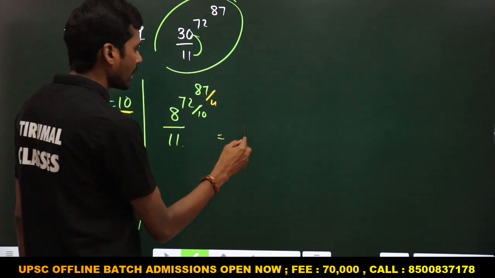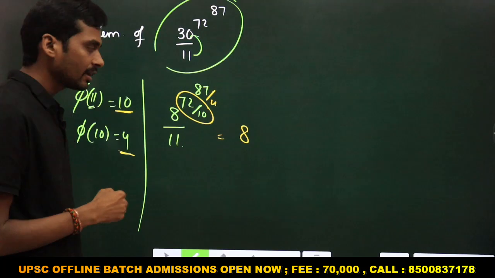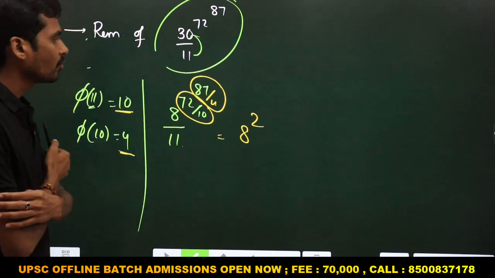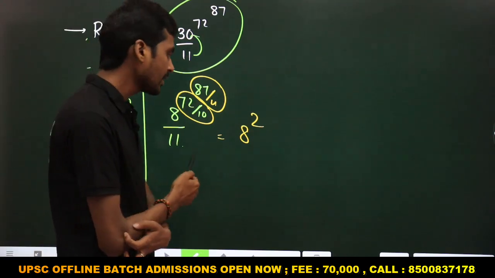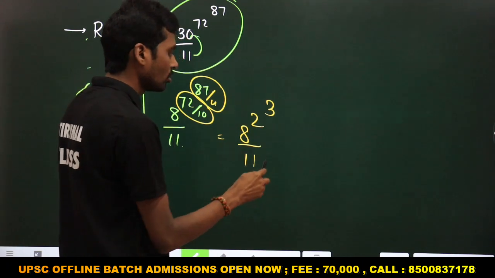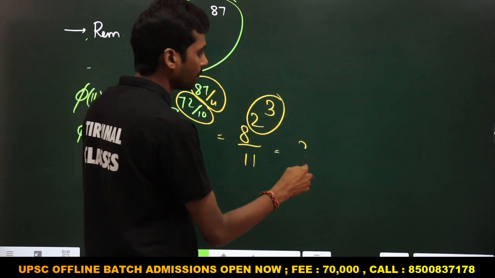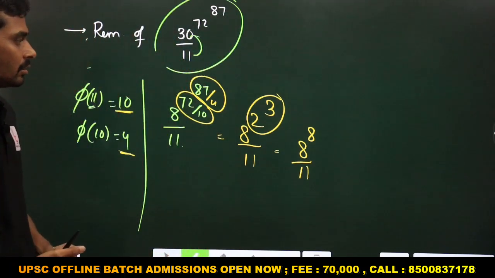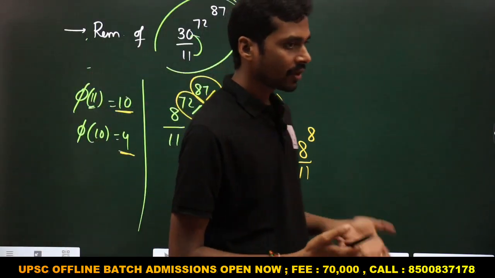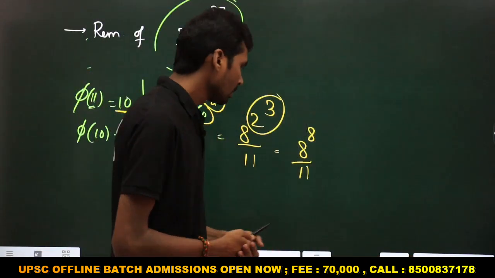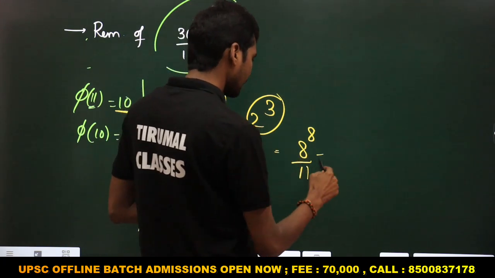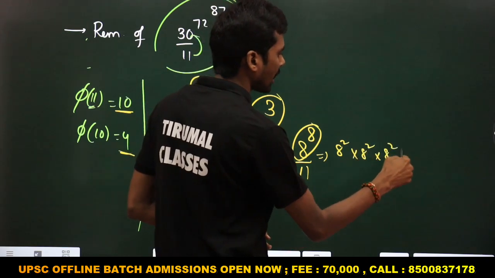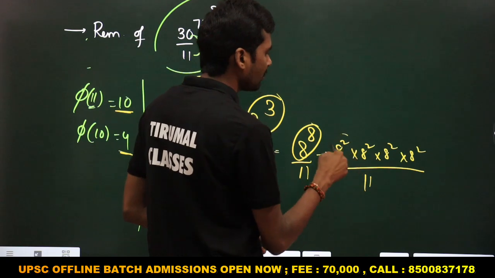So 8 to the power of 72 by 10, what is the remainder I'll get? 72 by 10 means the remainder is 2. 87 by 4 means 4 2s are 8, 7 by 4 means 4 1s are 4, the remainder is 3. Divided by 11. So 8 to the power of 2 cubed means 8 to the power of 8 by 11. Since I don't know the value of 8 to the power of 8, you can break it in any way. 8 to the power of 8 means 8 square into 8 square, likewise 4 times, divided by 11.